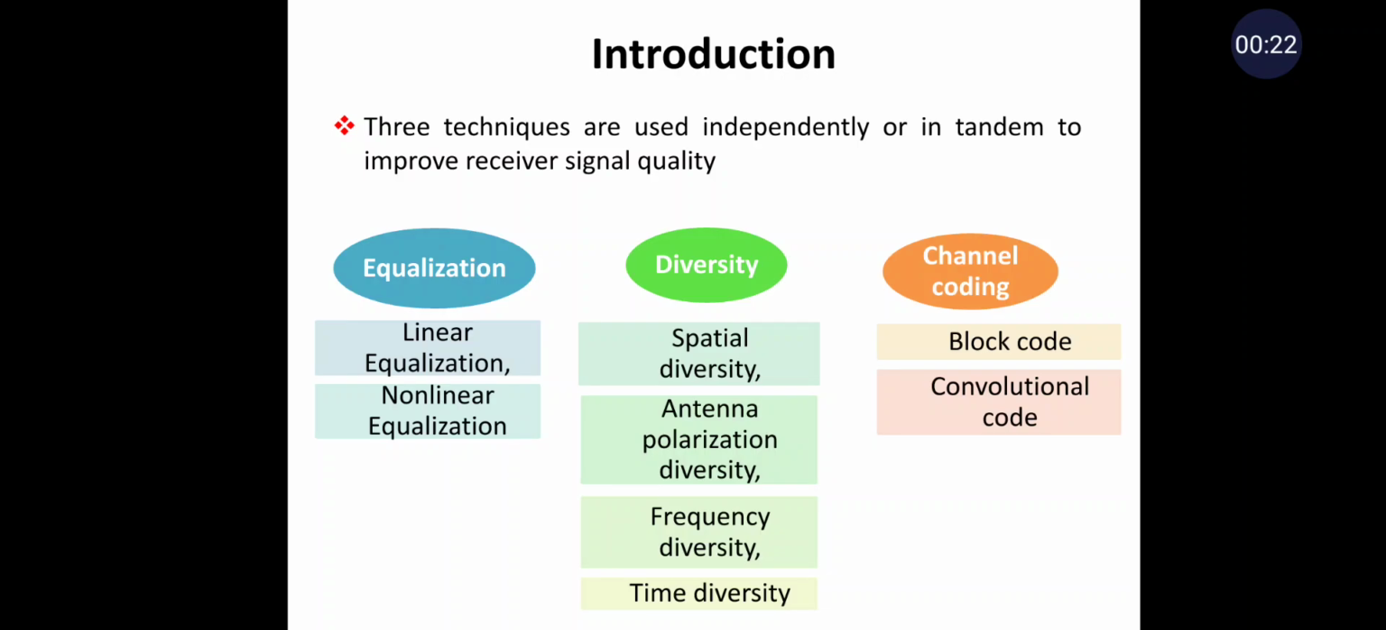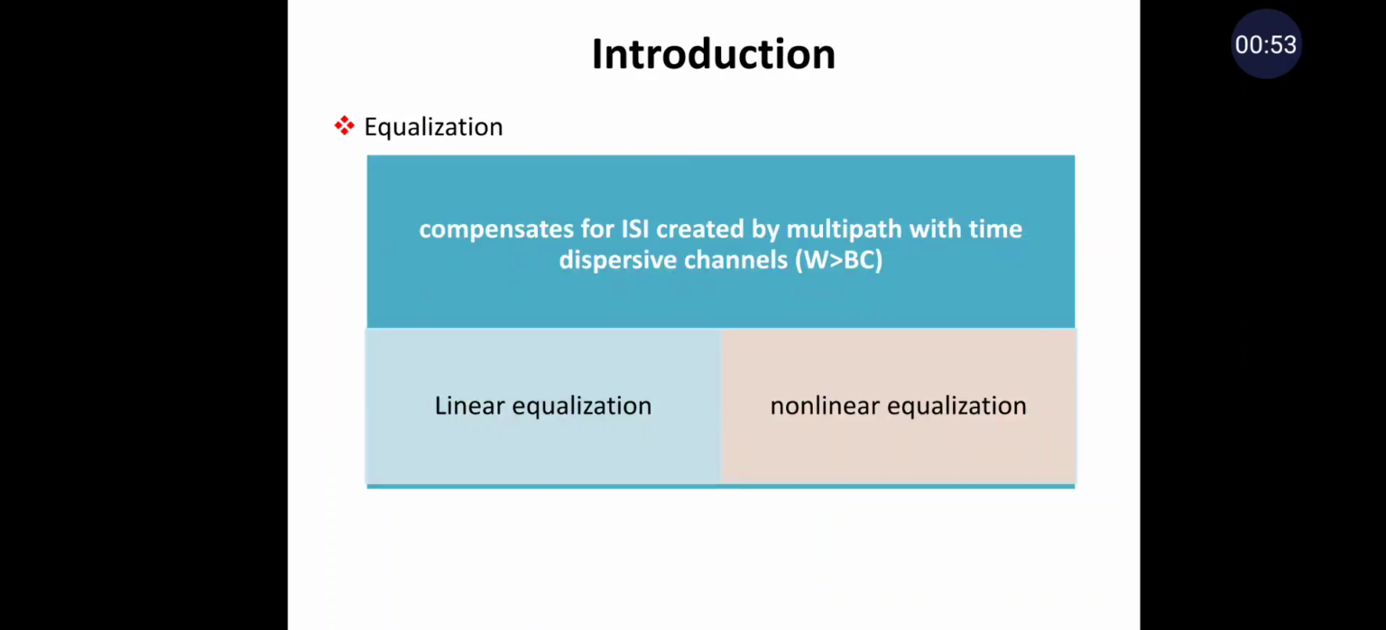There are three techniques. They are used independently to improve the receiver signal quality. The three techniques are equalization, diversity, and channel coding. In equalization, we have linear equalization and non-linear equalization. In diversity, we have spatial diversity, polarization diversity, frequency diversity, and time diversity. In the case of channel coding, there are two types of coding. One is block codes and another one is convolutional codes.